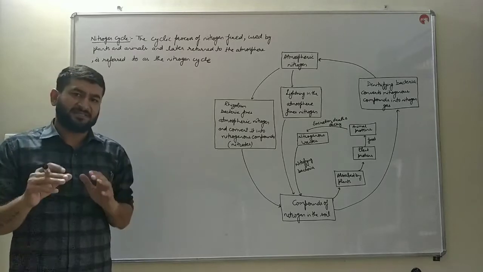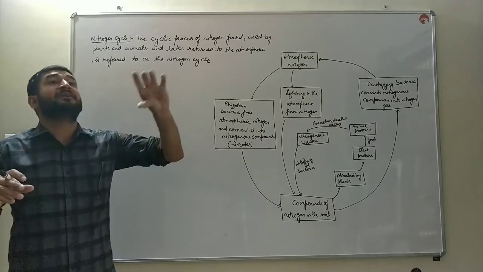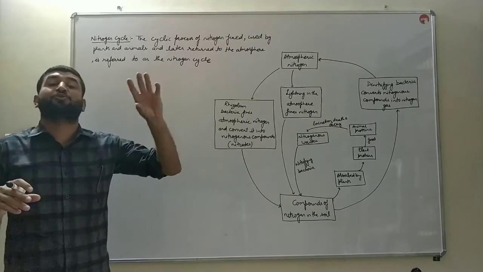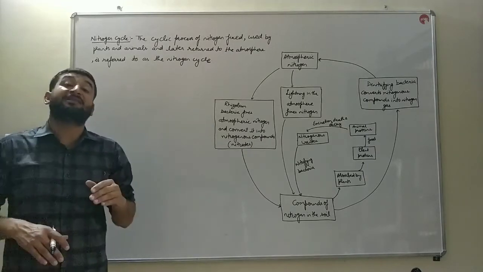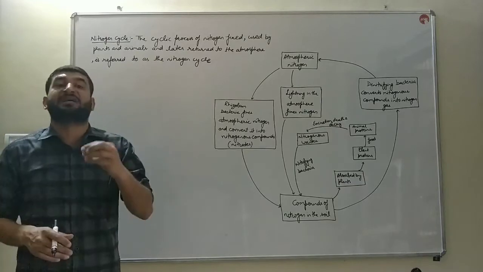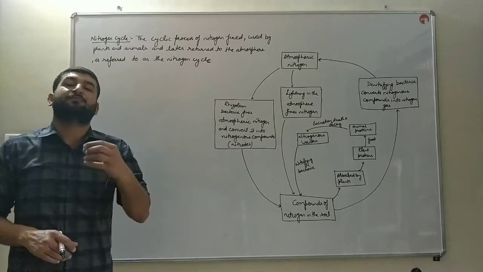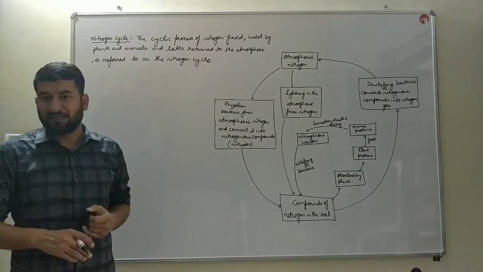How? First, we abruptly heat it. We heat it at a high temperature so that microorganisms get killed. Then we lower the temperature so that reinfection by microorganisms can be stopped. So that is the pasteurization process.